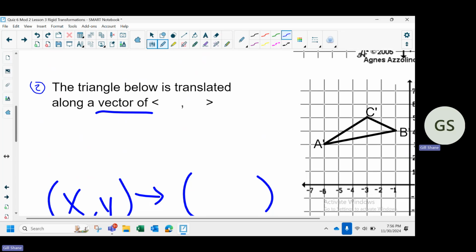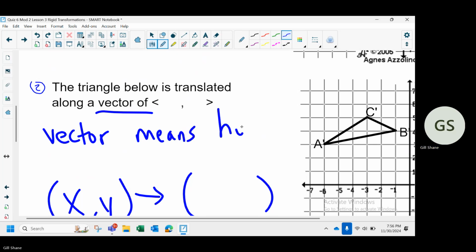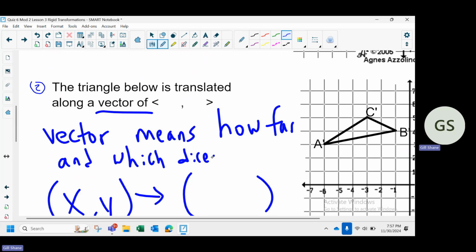All vector means, so again, write a definition down. You should be taking notes when you watch these. Vector just means how far did it move and which directions. How far, I'm just going to abbreviate that, and which directions. And I'll show you what that means in a second. How far and which directions.